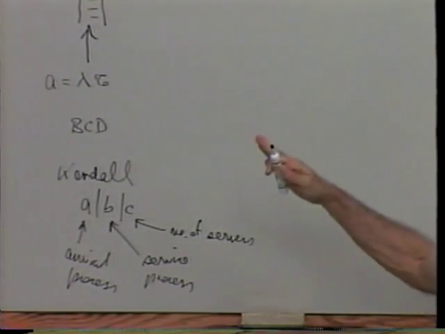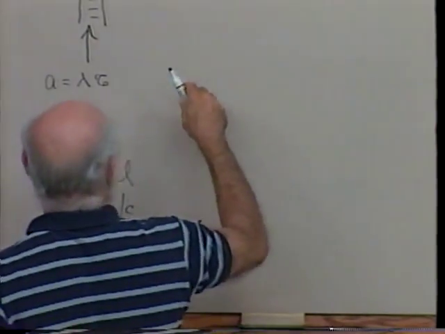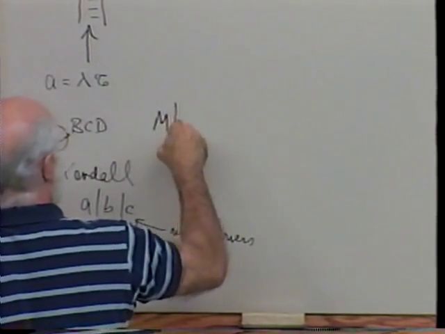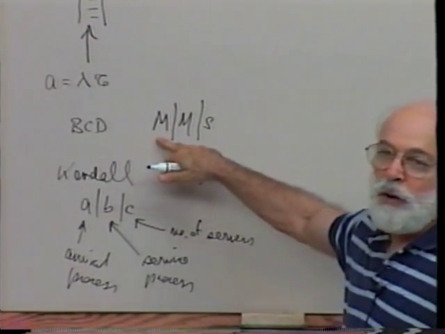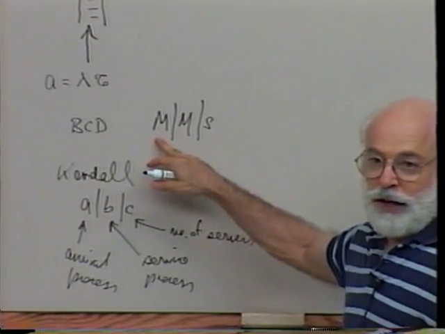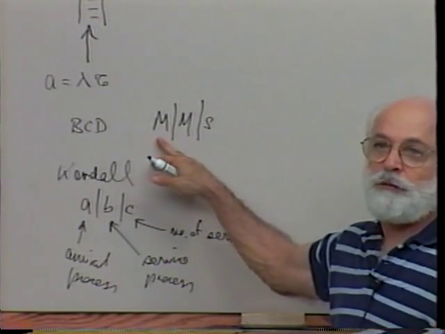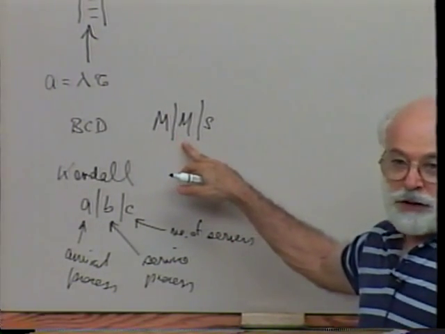Now, the model that we'll be looking at today then, based on that, is what's called M/M/S. The first M stands for Markov, means Poisson input, memoryless input, exponential inter-arrival times, just like before. So we have PASTA. The second M stands for exponential service times.